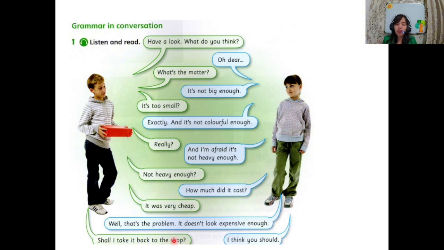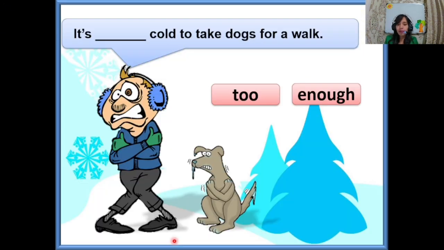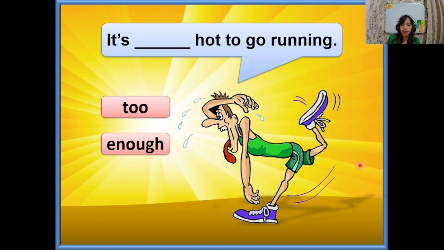I think you should. My dear, let's turn to the next activity. In the next activity, we have to choose one of these, too or enough. For example, it is too cold to take dogs for a walk. Yes, because there is snow here. It is too hot to go running.